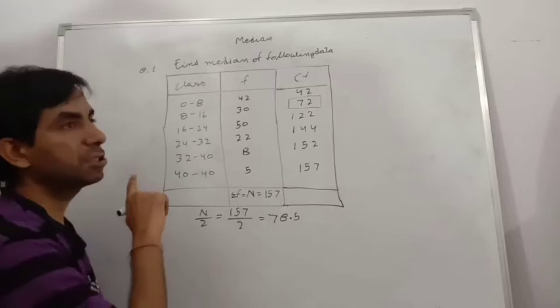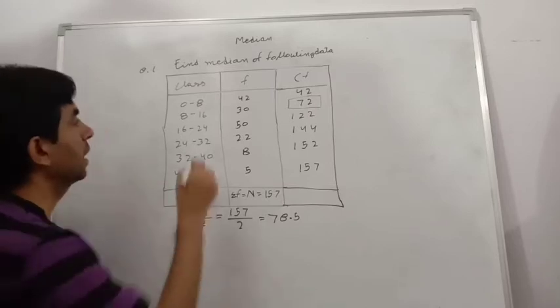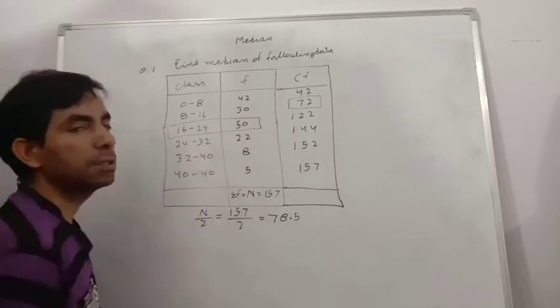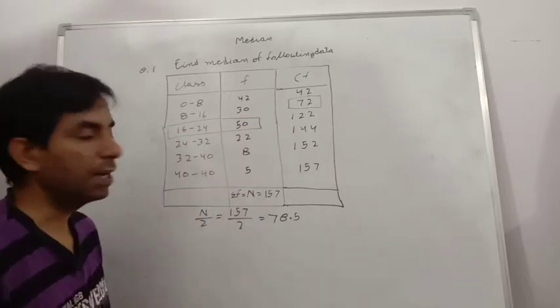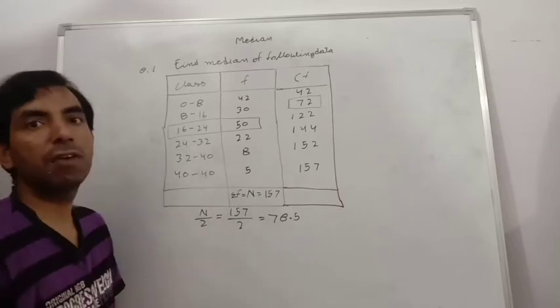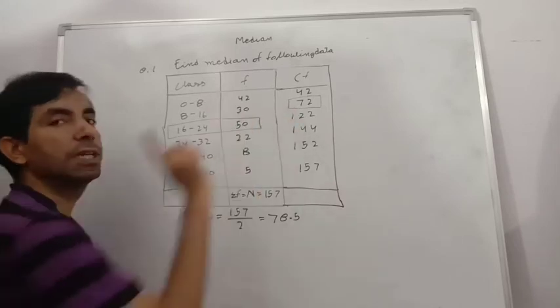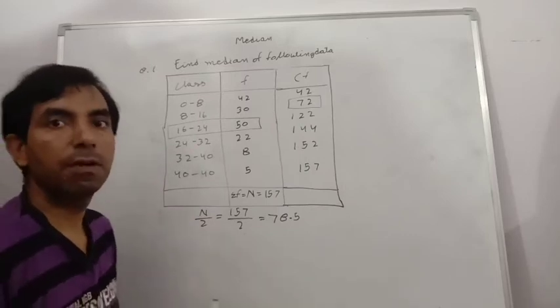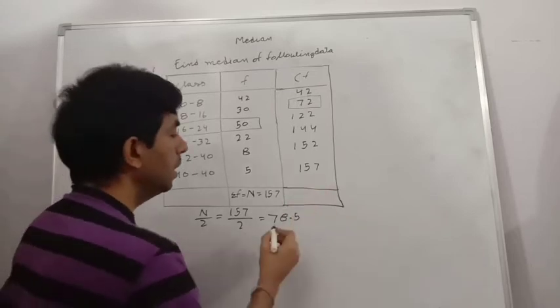Next, the next row of CF is called the median class. So the median class is 16 to 24. By this method we find n upon 2. The value less than n upon 2 is called CF, and the next row of CF is called the median class. By this method we can easily find the median.